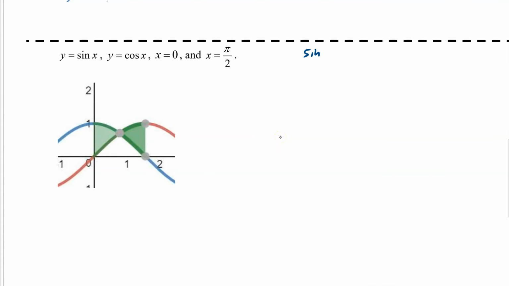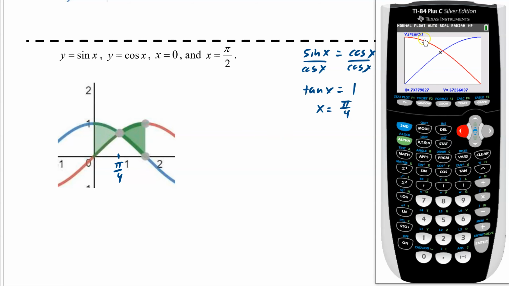And so if we take sine x and set it equal to cosine x, a quick little trick is to just divide it like that, and that will give us tangent x equals 1. And so we know that that would be at pi over 4, right in the middle, pi over 4. So why do we need this? Well, looking at that picture, either one, you can see that red is the top function and then blue. So it's cosine minus sine, and then it's sine minus cosine.